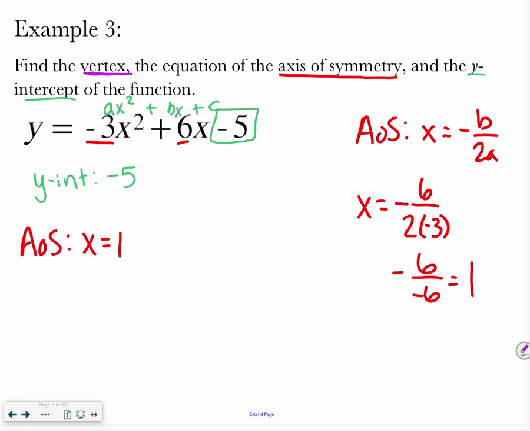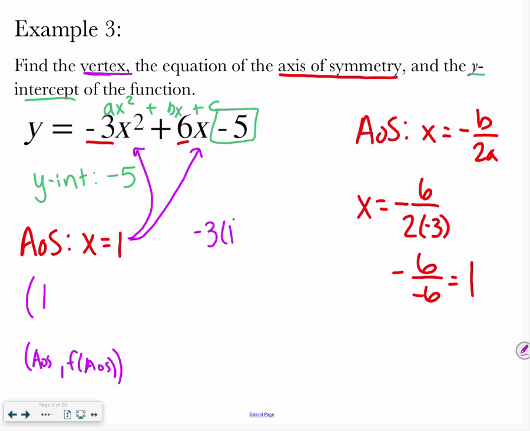And my vertex, the way that we find the vertex, you take your axis of symmetry, okay? So this is your axis of symmetry, and then if you plug your value from the axis of symmetry into your equation, anywhere there's an x, you will get your vertex.